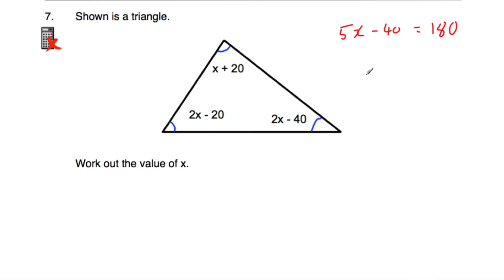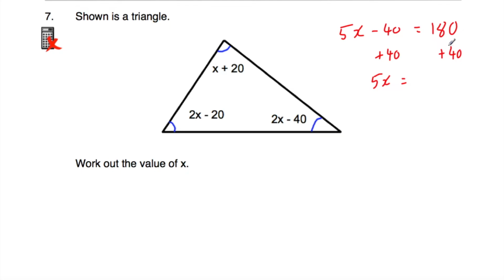And now we can solve this equation, and if we solve this equation we will find x. So if we want to solve this equation, we want to get rid of this minus 40 to begin with, so we want to do the inverse operation. And the opposite of minus 40 would be adding 40, so we're going to add 40 to the left hand side and add 40 to the right hand side. So on the left hand side we've got 5x minus 40. We're adding 40 to get rid of the minus 40, so we're just going to be left with 5x.